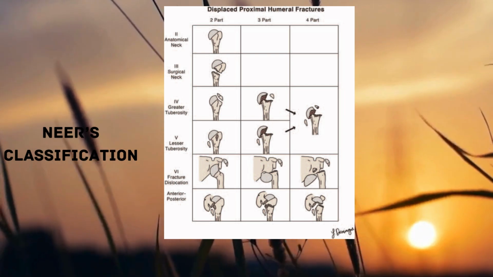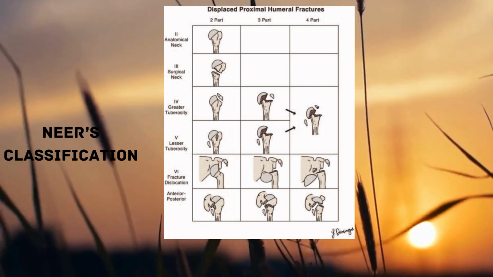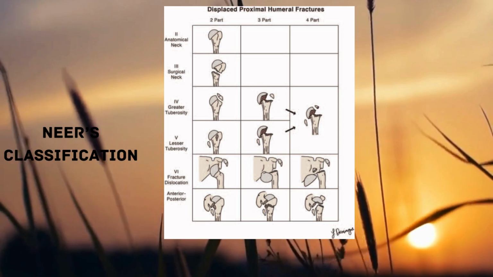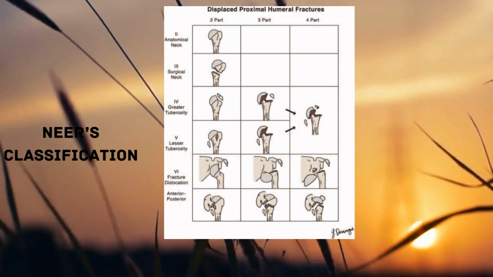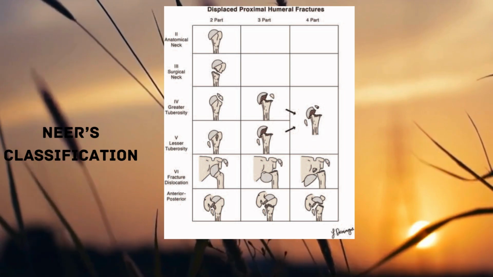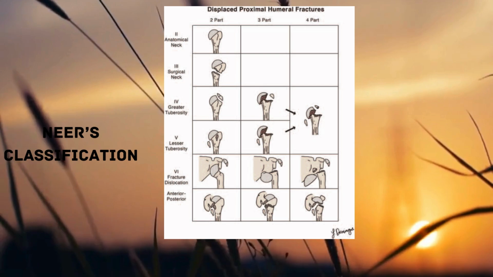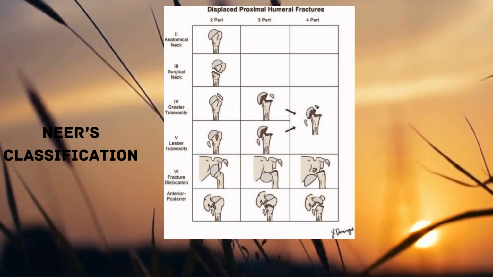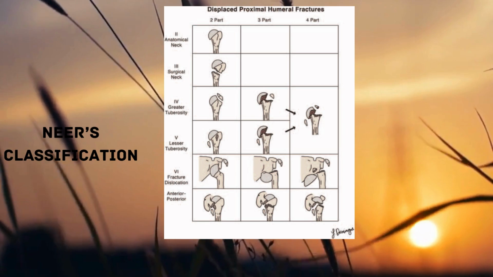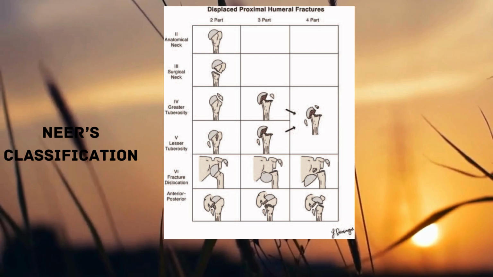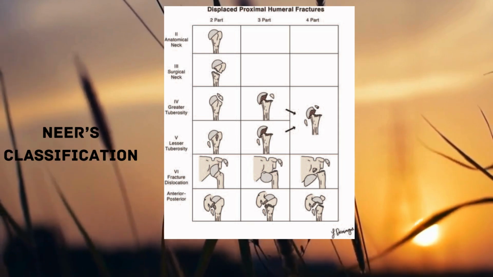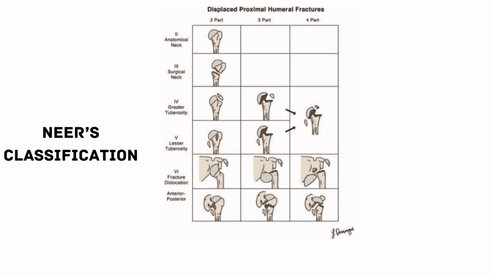The first one is through the anatomical neck, in which the humerus is divided into two parts, and the other one is the surgical neck fracture, in which the humeral head is also divided into two parts. The third one is the fourth, and it's through the greater tuberosity. It has two types, whether the humerus is fractured into two parts or three parts.